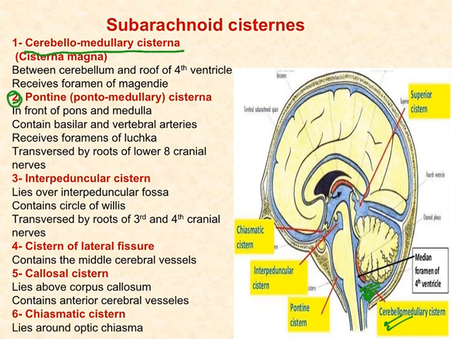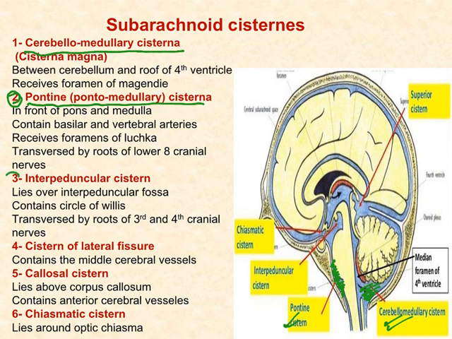We have another cistern which is called pontine or pontomedullary cistern. Here is the pontine cistern in front of the pons here. This enlargement of the subarachnoid space protects the artery which runs in front of the pons, which is the basilar artery, and also the origin of the superior cerebellar arteries and the sixth cranial nerve, which is the abducent nerve.